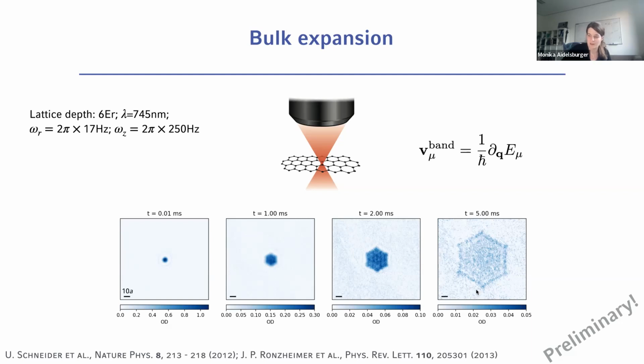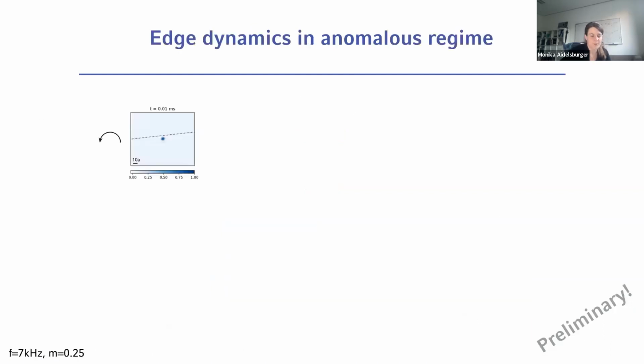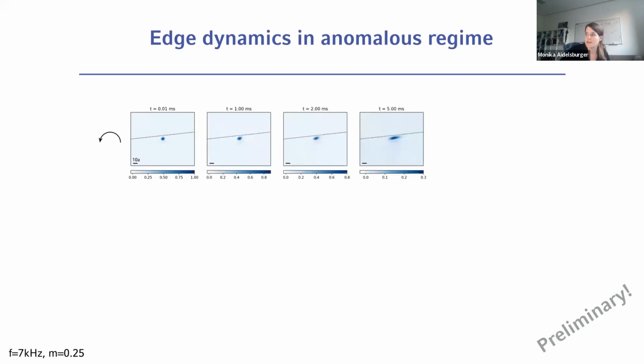Okay, so this is already nice. And now we can do the same thing, but we move it to the edge. And here the edge is aligned along this dotted line. So the upper part is actually blocked. So there's a wall. And we watch the wave packet propagate exactly the same way as in the previous slide. And what you see is that it nicely follows the edge. And there's basically nothing that is propagating into the bulk.